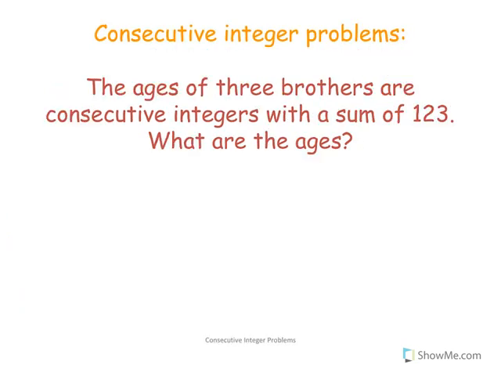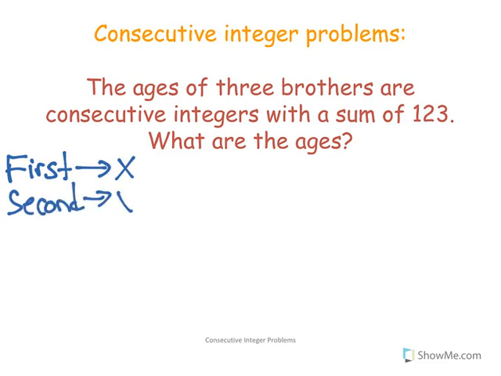All right, the ages of 3 brothers are consecutive integers with the sum of 123. Okay, so I'm going to say the first one is x. The second brother is 1 year older, right? So he's x plus 1. And the third brother is a year older than the second brother, so x plus 2. And if there was another brother, x plus 3, and x plus 4, x plus 5, and so on.